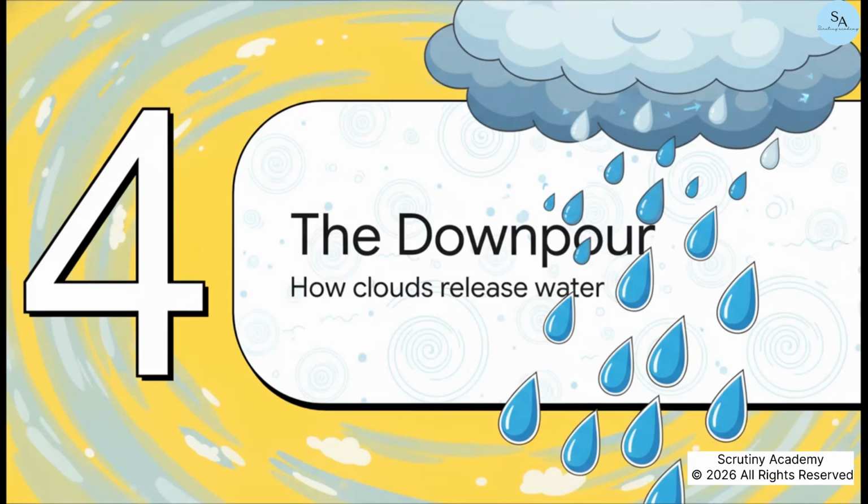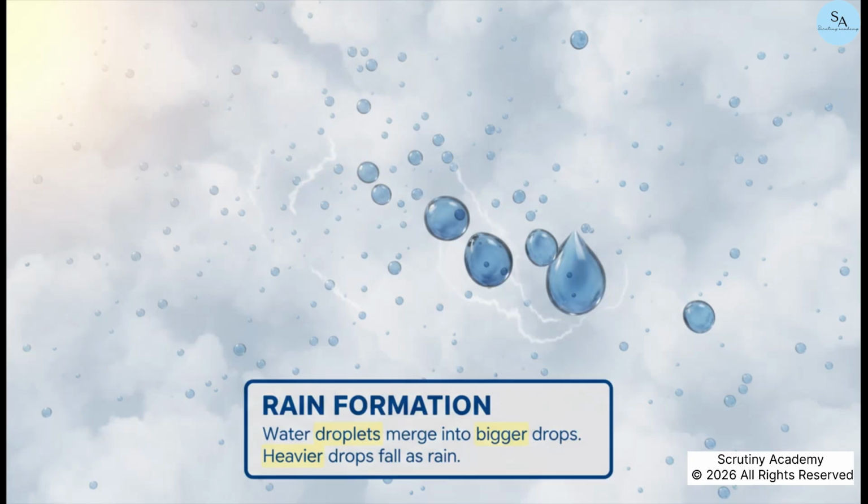So we have our cloud, and it's full of all these tiny water droplets. But how do we get from a pretty cloud floating in the sky to an actual downpour of rain? Well, inside that cloud, it's like a big party. All those tiny droplets are bumping into each other, merging and growing bigger and heavier until the air just can't hold them up anymore. That's when gravity takes over and they start to fall.